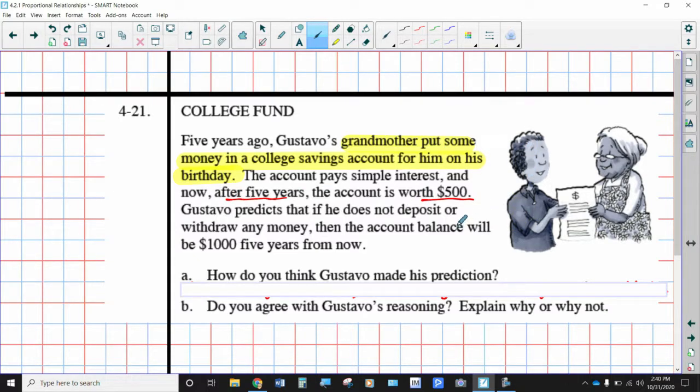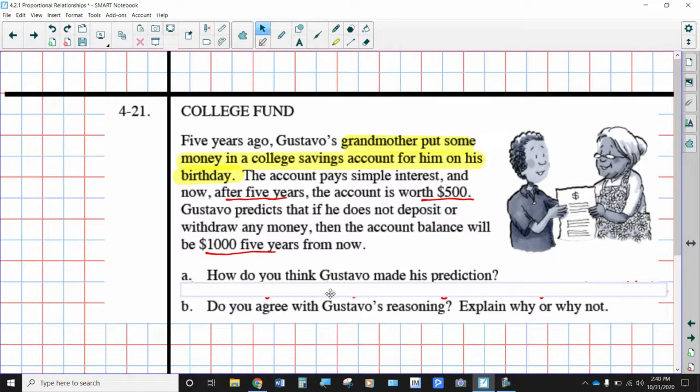Gustavo predicts that if he doesn't deposit or withdraw any money from this account, the account balance should be $1,000 5 years from now, right? So what is he looking at here? How do you think Gustavo made his prediction? 5 years, it's been in the account and it's worth $500. He thinks in another 5 years, it'll go up to $1,000. How do you think Gustavo made that? What was he thinking happened with the money and will happen with the money?